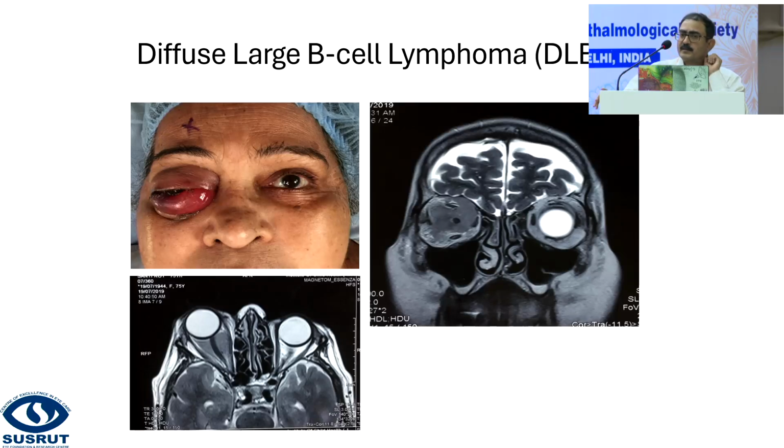So you can see the mass lesion which is surrounding the optic nerve, very prominent proptosis, and we did an incisional biopsy, and this is a bad one. So this is a diffuse large B-cell lymphoma, which is an aggressive lymphoma. This patient eventually went on to lose vision in that eye, although she survived the disease.